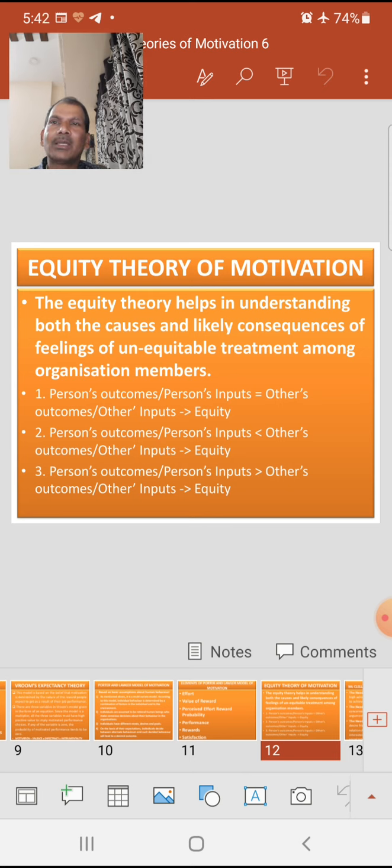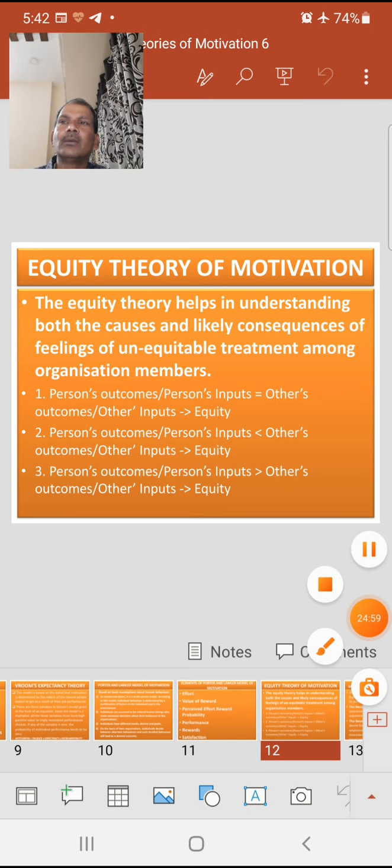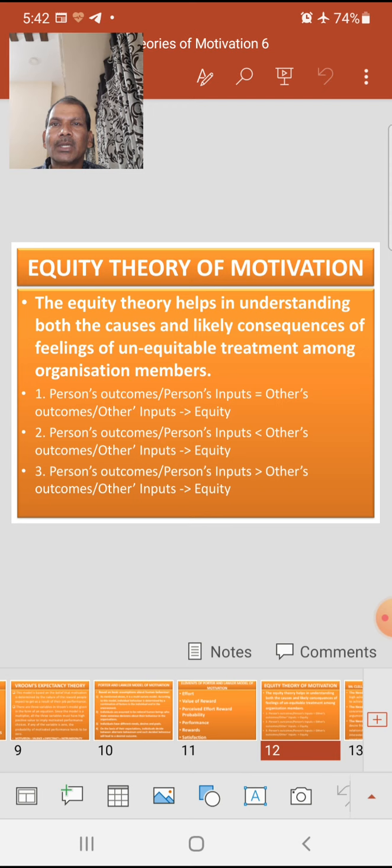People assess the ratio between their outcomes and their relevant inputs. Each person compares this ratio with the ratio of another person or group of people. Let us call the person making the comparison the person and the object of comparison the other. Person's outcome by person's input equal to other's outcome by other's input leads to equity. Person's outcome by person's input less than other's outcome by other's input leads to inequity.